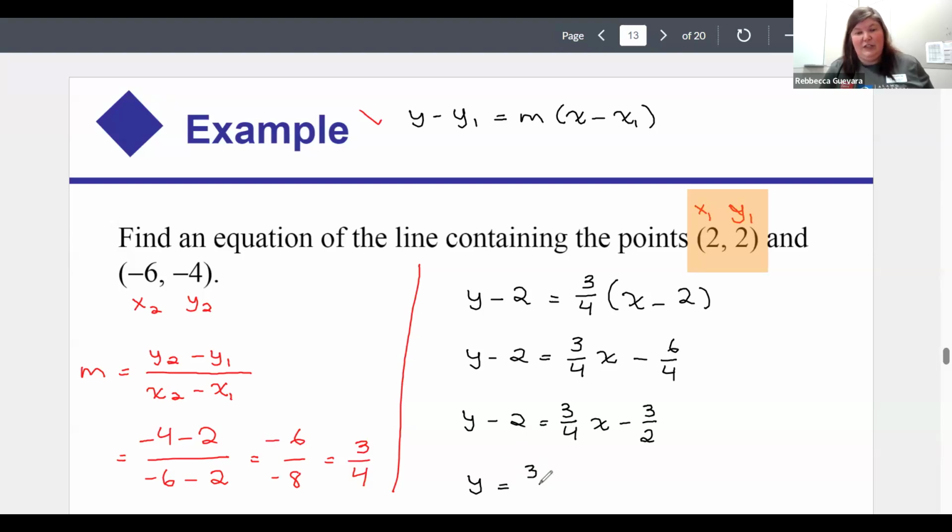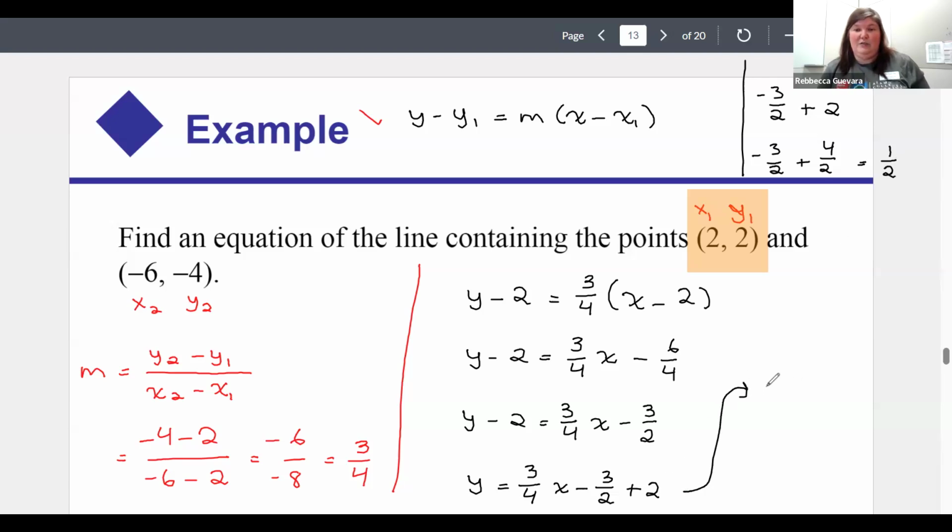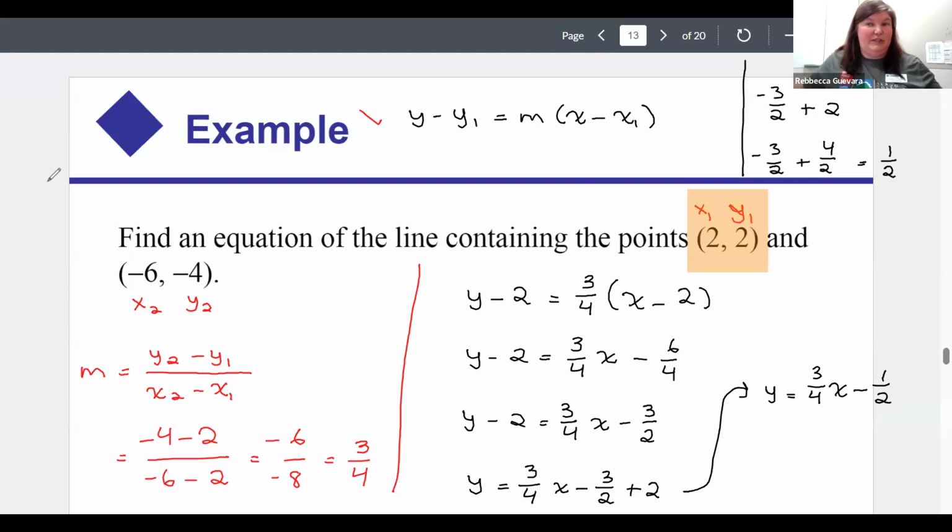So if you add the 2 to the other side, we're going to have -3/2 plus 2. So just as a quick reminder for adding fractions, we want to turn 2 into a fraction with 2 on the bottom. So what we can do is rewrite 2 as 4/2 because that's still just 2. Now we have the same denominator and we can add those together. So y is going to be 3/4 x minus 1/2. My mistake, plus 1/2.